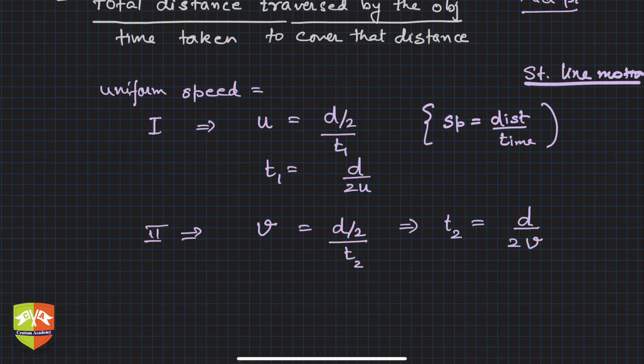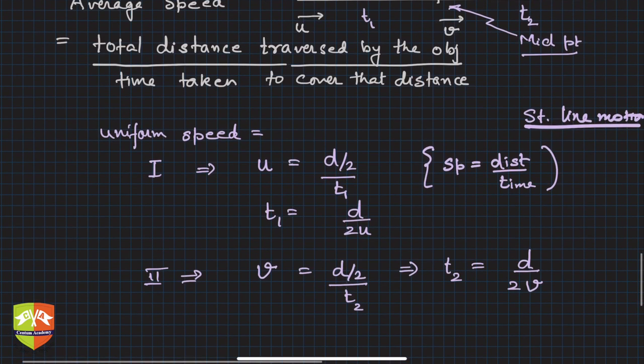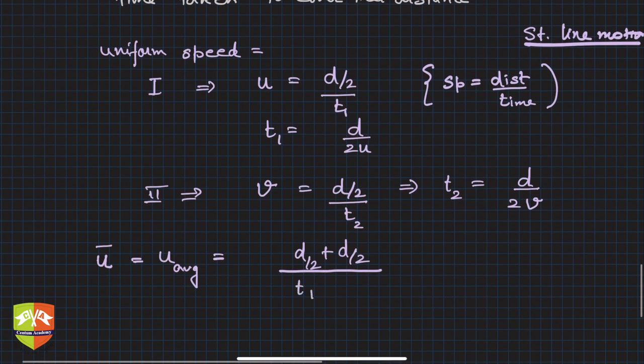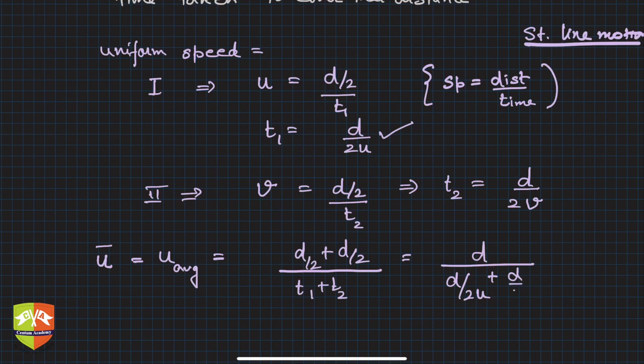So let's go back to our average speed formula. Average speed is total distance traversed by the object divided by time taken to cover that distance. So hence, can I not say that average speed, which can be written as u or v, anything, with a bar over it. So this bar represents average, right? Or many books will say u average will be nothing but total distance. How much is the total distance, guys? d by 2 plus d by 2, first half and the second half, divided by total time. So t1 plus t2, this is the total time. So hence it is d upon, what was t1, guys? d upon 2u. Check, t1 plus t2 is d upon 2v.